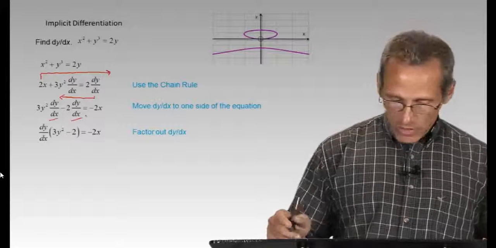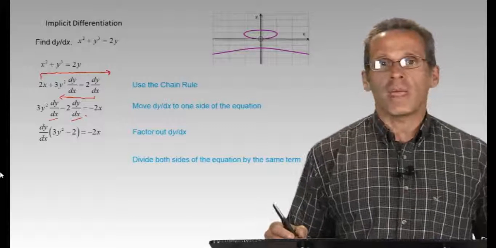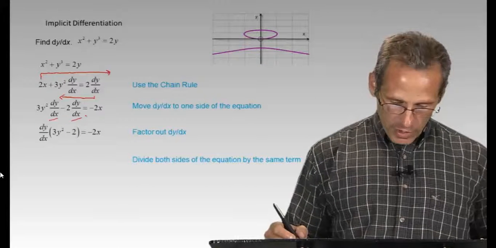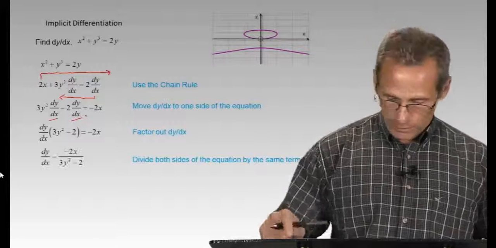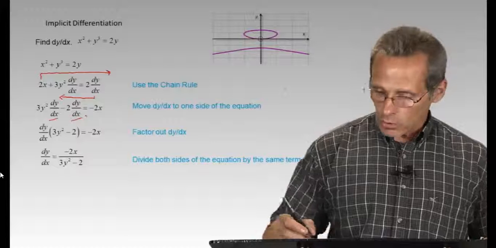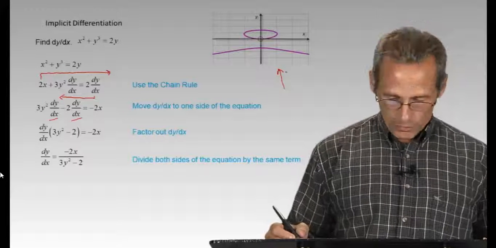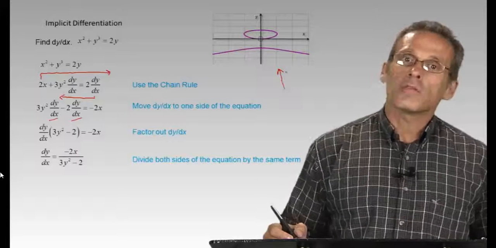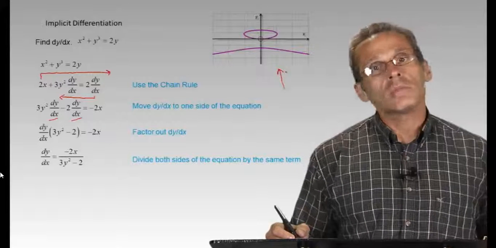Our last step is to simply divide both sides of the equation by the same term, the multiplier of dy/dx, 3y squared minus 2. And we have a formula that will give the slope for any point along our curve, which is shown in the right corner. The formula would be negative 2x divided by 3y squared minus 2.